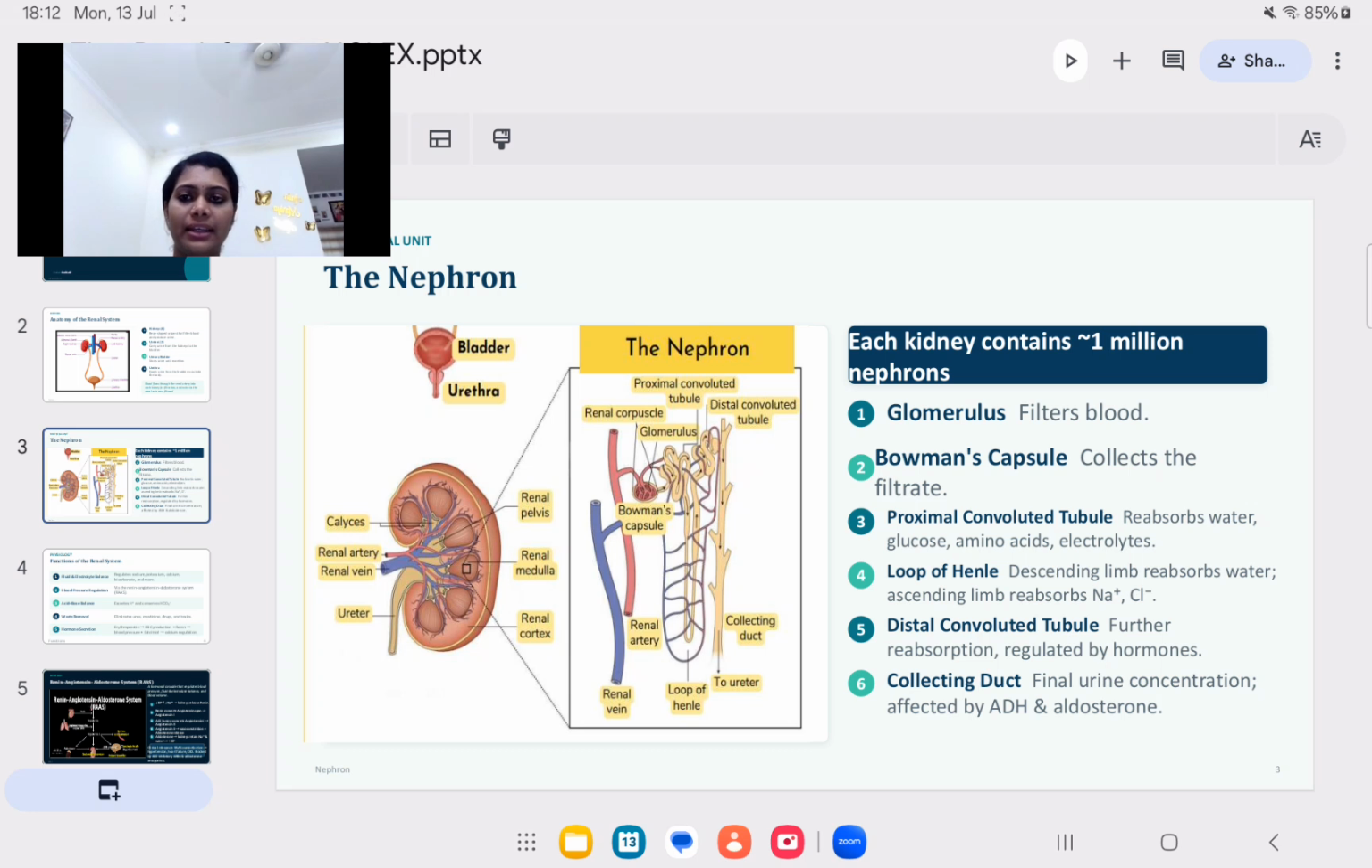In the loop of Henle, sodium and chloride are reabsorbed, and in the distal convoluted tubule, hormone regulation and further reabsorption take place and urine is formed. Then it moves to the collecting duct, then goes to the ureter and then to the urinary bladder, and the urine is eliminated from the urinary bladder. Is that clear?